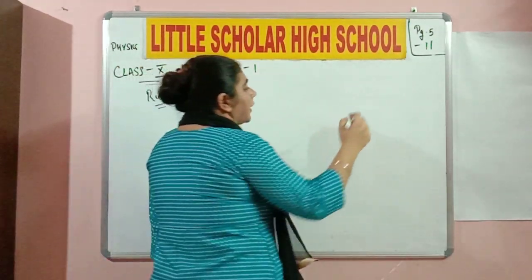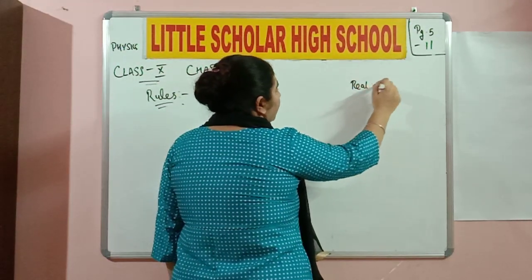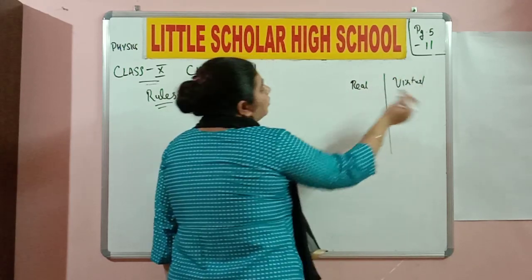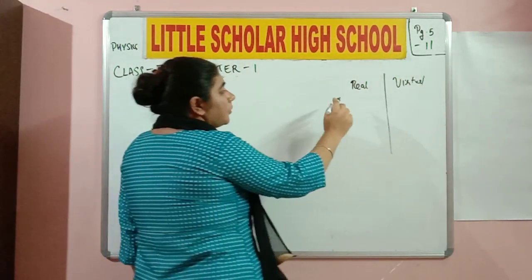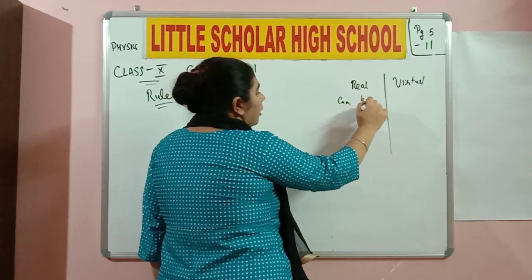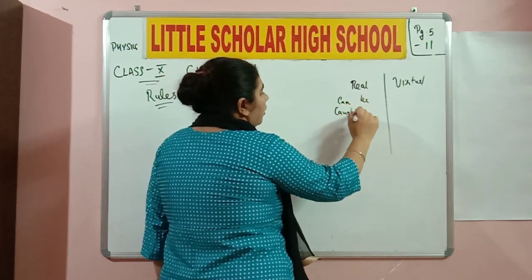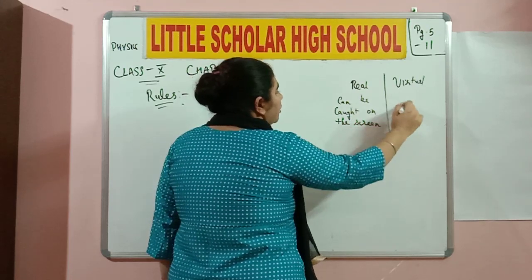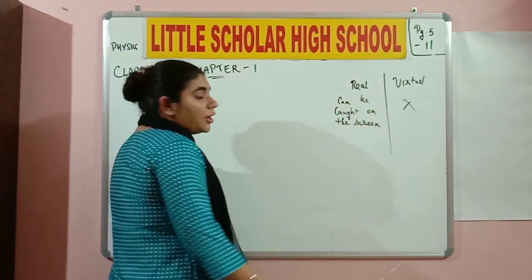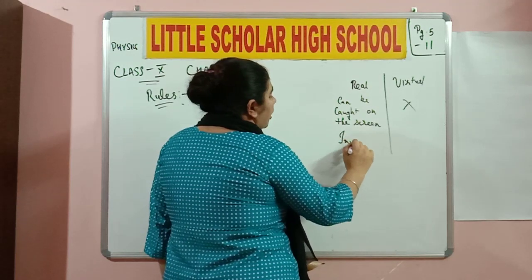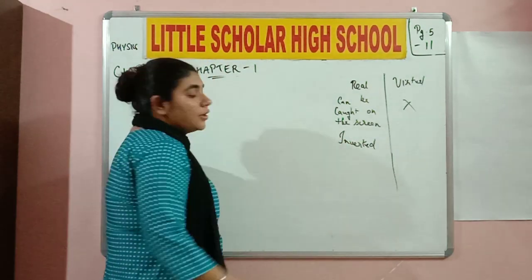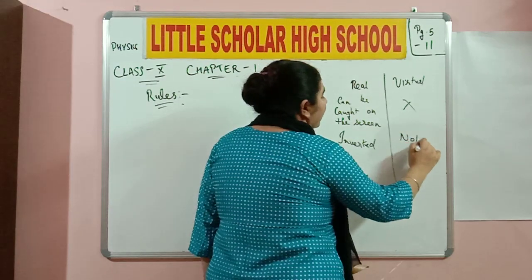I hope you understand the difference between real and virtual images. Basically, real images can be caught on the screen. Virtual images cannot be caught on the screen. Real images are inverted. Virtual images are not inverted. They are erect.